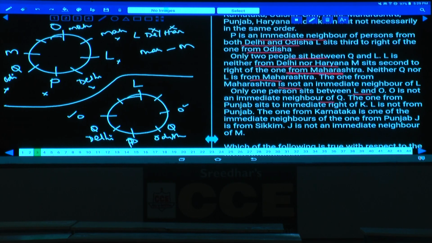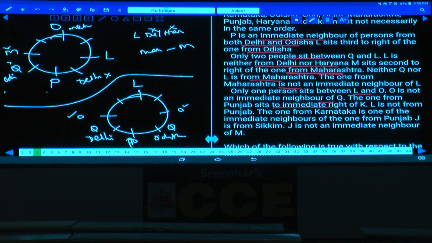Now, in this one, the one from Punjab sits to the immediate right of K. Tell me what should be the position of this Punjab and K. The one from Punjab sits to the immediate right of K. K cannot be at this place, and K cannot be here. Now, can K be at this place?